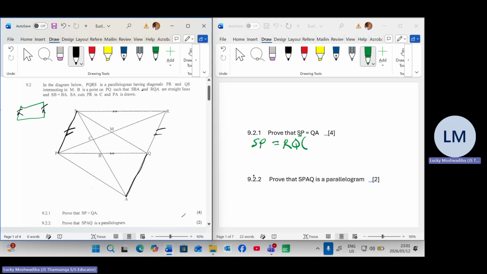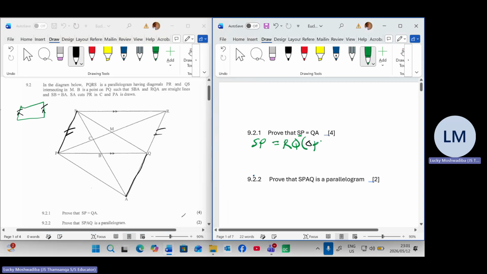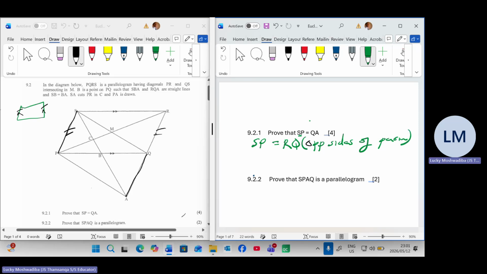We were told that PQRS is a parallelogram. So you can just write your reason: opposite sides of a parallelogram. That will be your reason. Now, I definitely don't want RQ. We want to show that SP is equal to something. Most of the time when you do this question, you need to link your information. Now we want to link RQ with QA.